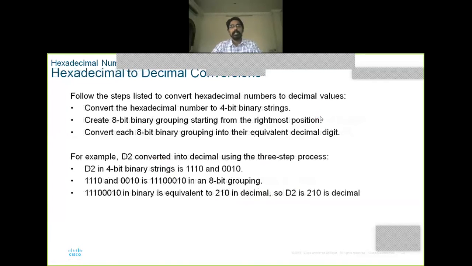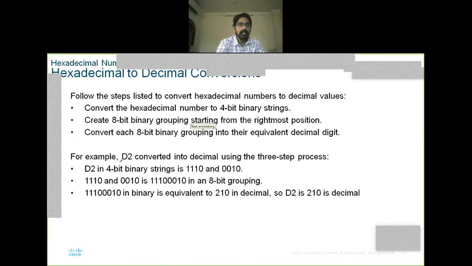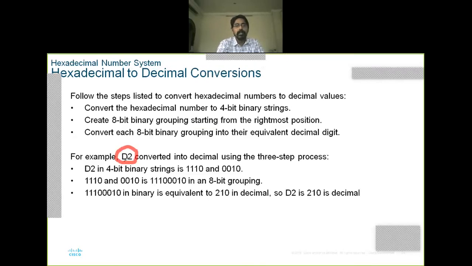And next, hexadecimal to decimal conversion. Hexadecimal to decimal means first convert the given hexa into a binary string, then create an 8-bit binary grouping, and then obtain the decimal equivalent by adding the binary values. This is the basic procedure. I will show you. The given hexadecimal number is D2. What is the first step? Convert D2 into 2 binary strings. The binary equivalent for D is 1110. The binary equivalent for 2 is 0010.